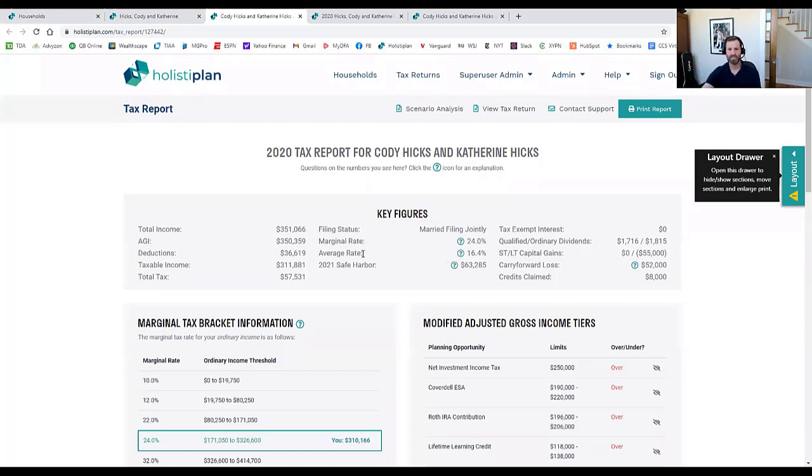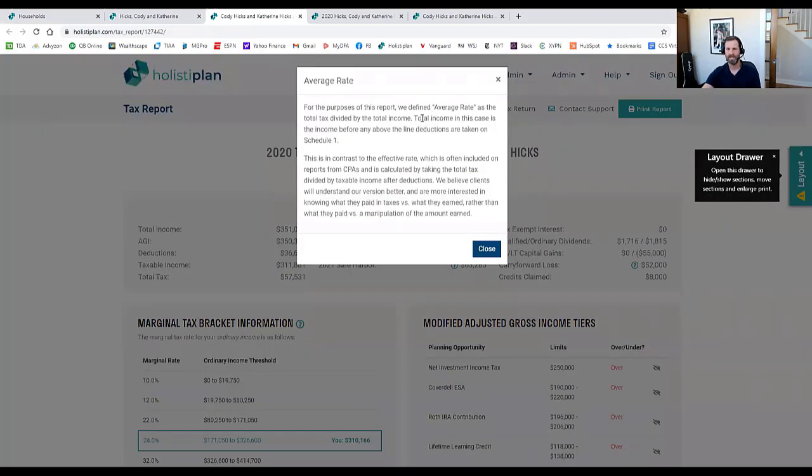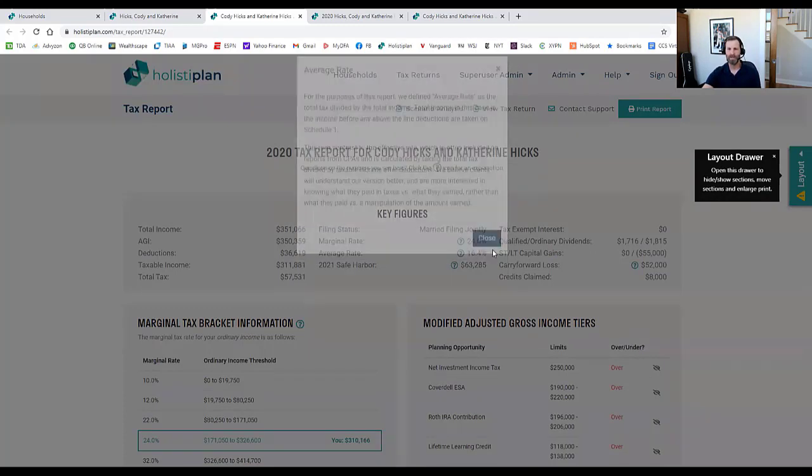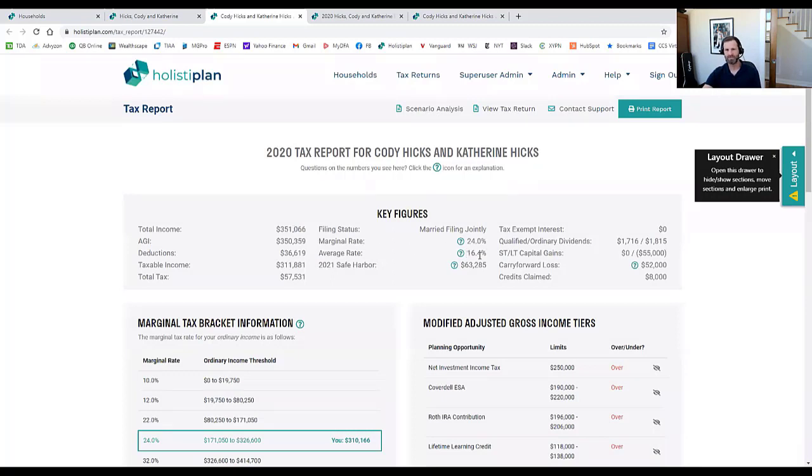Holistiplan does it by simply taking your total tax dollars and dividing it by your total income. And again, the little question mark shows you that. So it's total income before any above-the-line deductions. And we take the taxes and divide it by that, because that's really how much of your total in-the-door income went towards taxes.